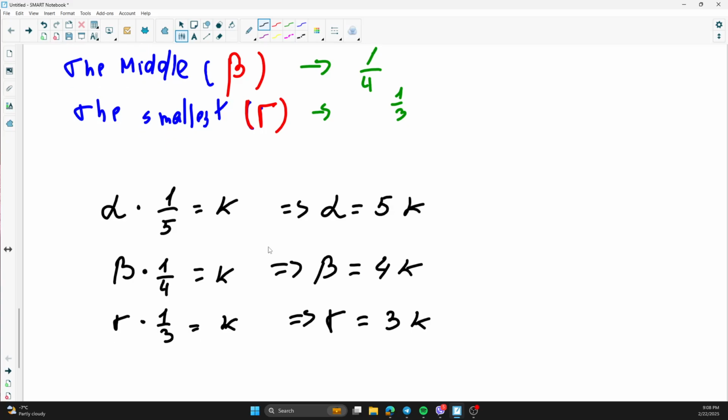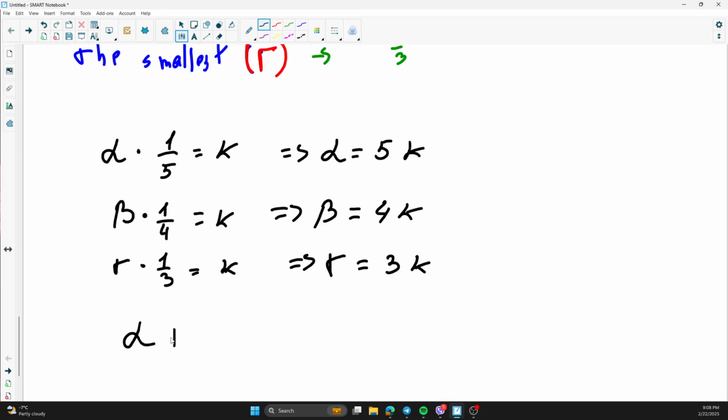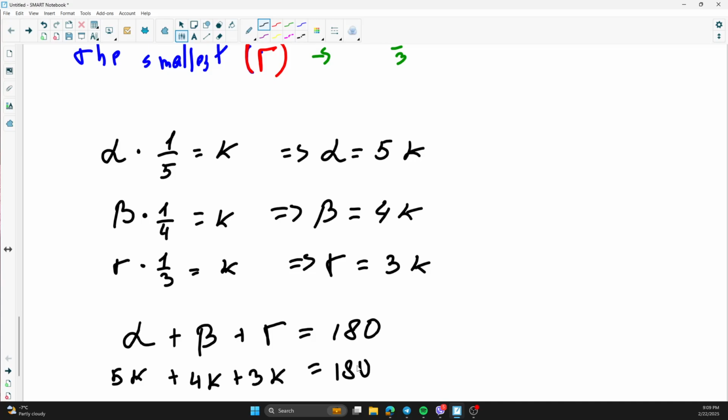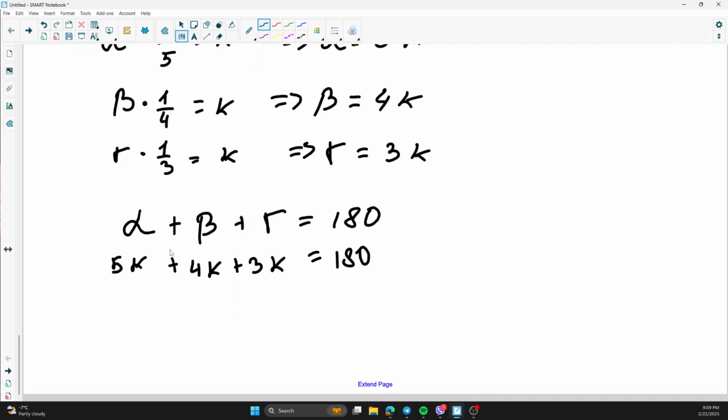Now, alpha plus beta plus gamma will be? The sum of angles in a triangle is 180. And now you need to find your constant, kappa. Instead of alpha, you put 5k. So 5k plus 4k plus 3k equals 180.